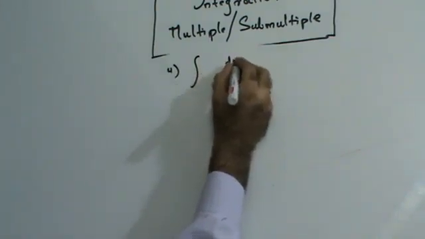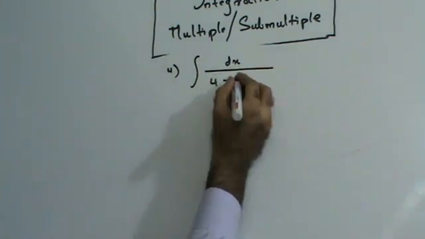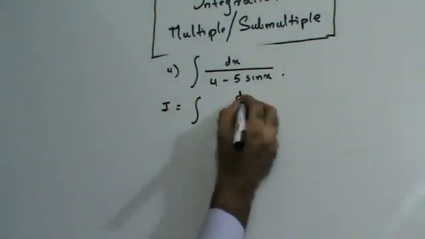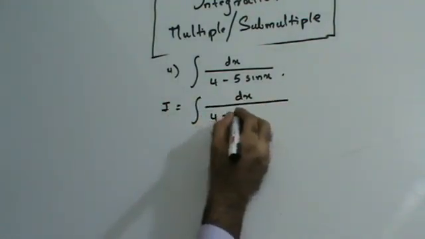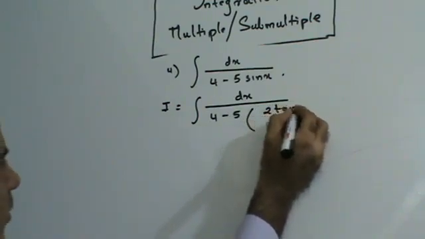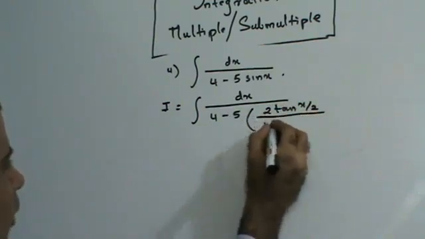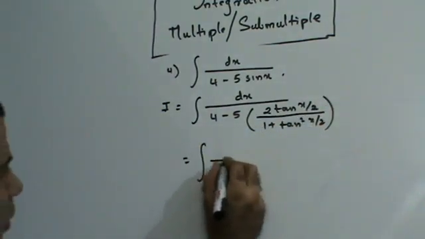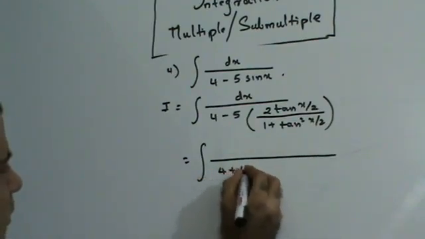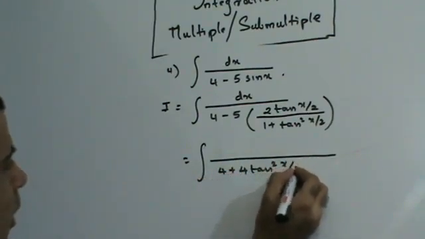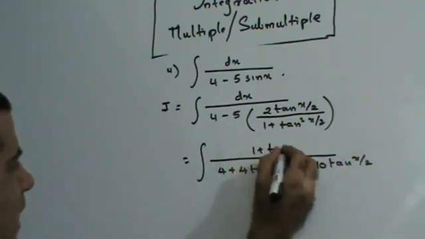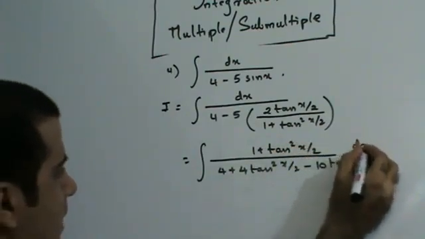Integral of dx upon 4 minus 5 sin x. Now, this can be written as I is equal to integral of dx upon 4 minus 5 times 2 tan x by 2 upon 1 plus tan square x by 2. This can be written as integral of, taking the LCM in the denominator, 4 plus 4 tan square x by 2 minus 10 tan x by 2 upon 1 plus tan square x by 2 dx.